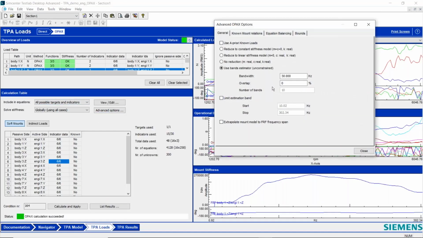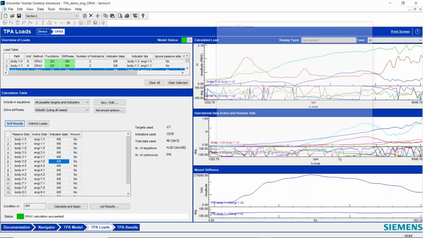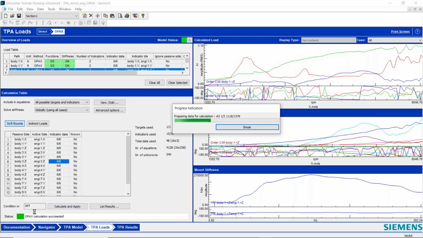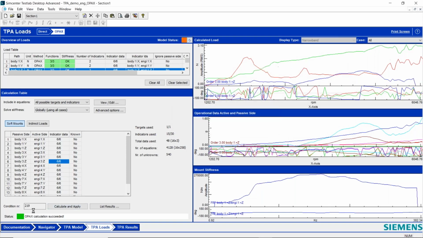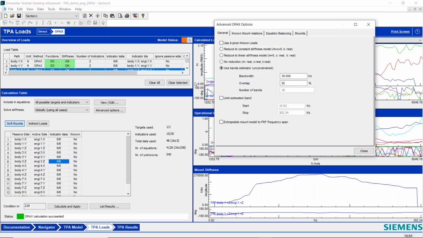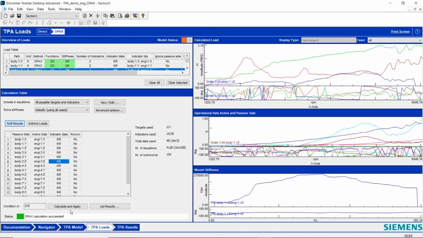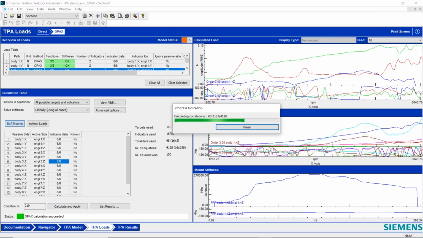So maybe 30 is okay, but maybe I want to smooth the stiffness curve. So we can always do overlap. And you'll see now the unknowns will jump from 300 up to 540. So my condition number probably is going to go up a little bit more. Yep, see? So you have some options you can play with. And maybe you want to say, maybe I can assume it's constant across 60 Hertz. So that'll give me fewer unknowns, so down to 150. And then I can hit calculate and apply.